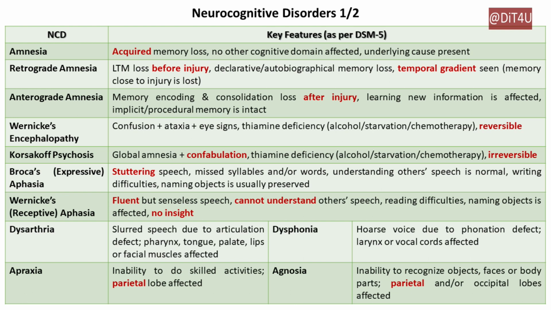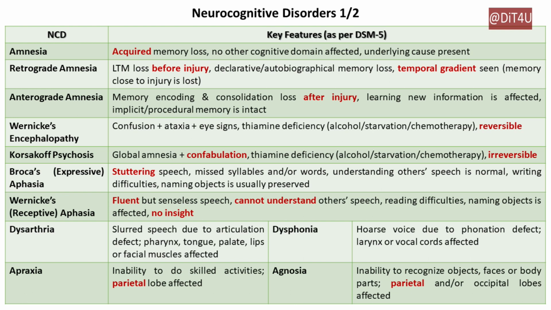Wernicke's or receptive aphasia, understanding is affected, but motor production is not affected. That's why the speech is fluent but senseless. They cannot understand other speech and instructions. Reading difficulties are there because that involves looking and understanding. And naming objects is affected. Coining new words may be seen, and no insight, very important. Okay.